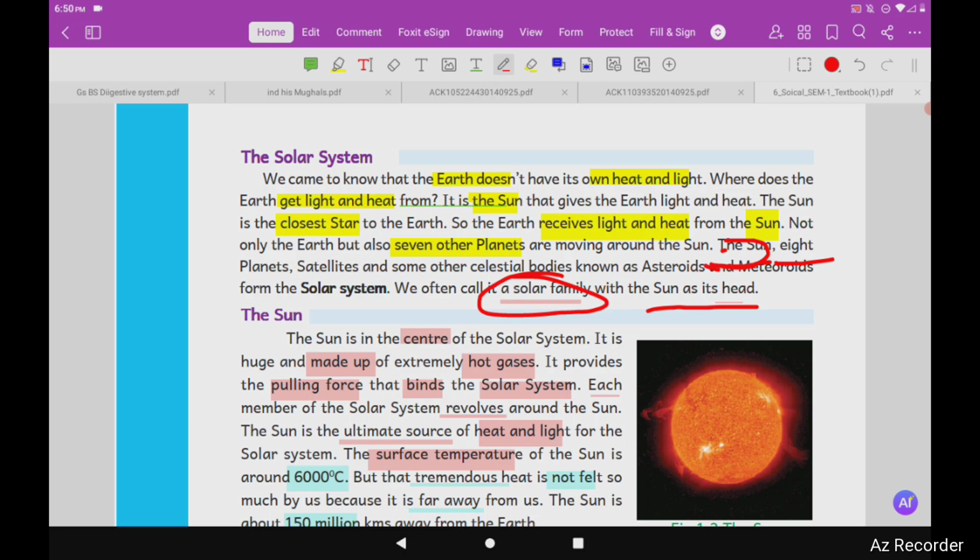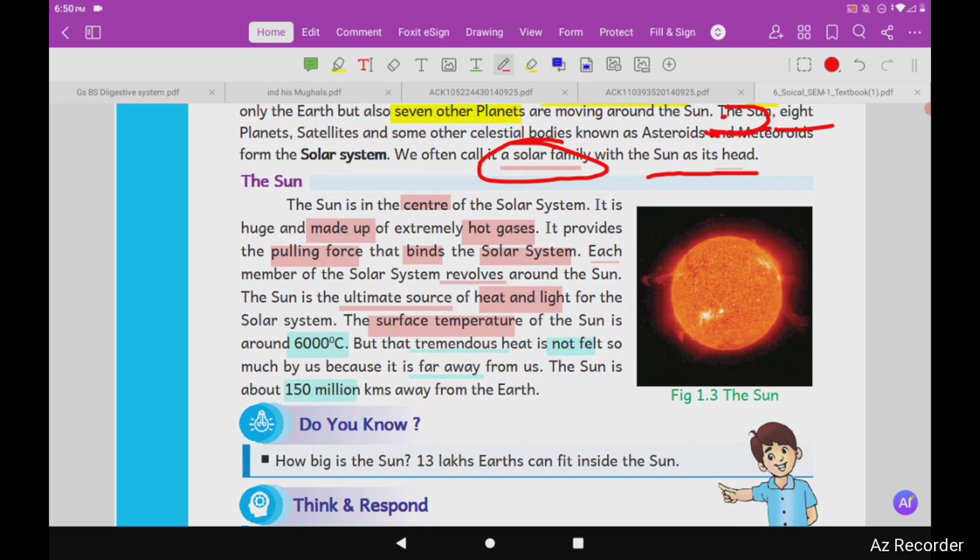Next, let us have a look at the sun. What is the sun? The sun is in the center of the solar system. It is made up of extremely hot gases. We know we can find gases like helium and hydrogen there. It also provides a pulling force. The sun binds all the planets, comets, asteroids, etc. by its pulling force. Why? It has a large amount of force, because it is larger than all the other planets.